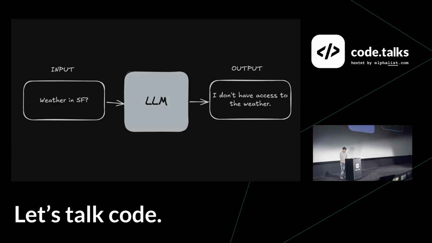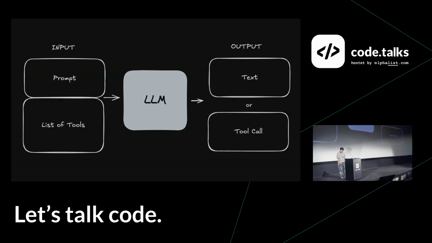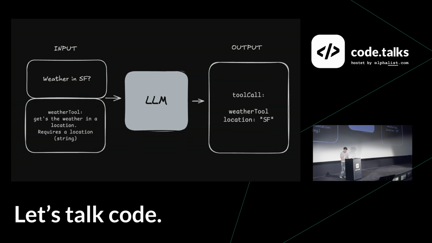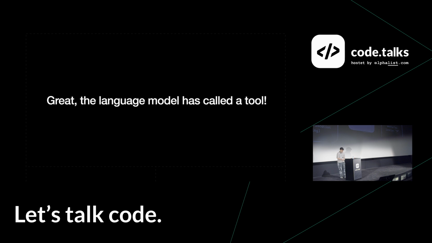Tools give LLMs the ability to perform actions. And that means weather. What's the weather in SF? And it doesn't have access because it doesn't have a tool. But once we give it a tool, it will be able to see everything. We give it a list of tools, it makes a tool call, and it outputs the text. It has the knowledge and base of everything it needs to know. Great, it has the tool now. But it hasn't answered our question.